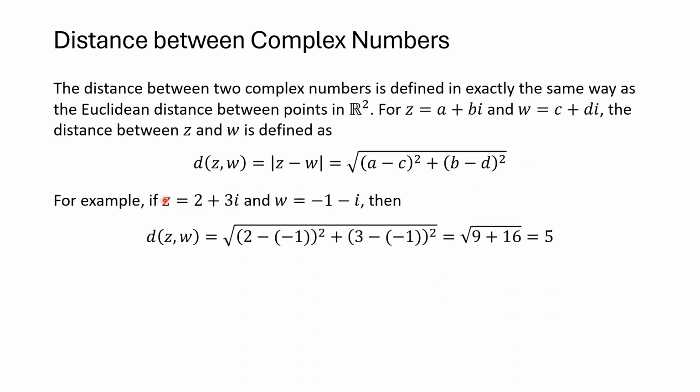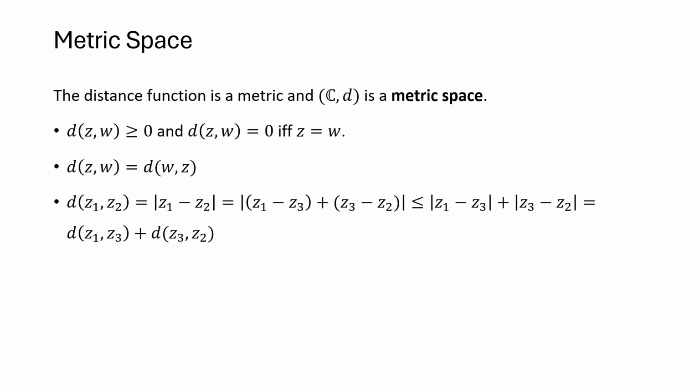If we take z equals 2 plus 3i and w equals minus 1 minus i, and then use this formula to find the distance, we have 2 minus minus 1, which of course is 3, and then 3 minus minus 1, which is 4, and we square each one, so we get 3 squared and 4 squared. We sum those up, we get 25. The square root of that is 5.